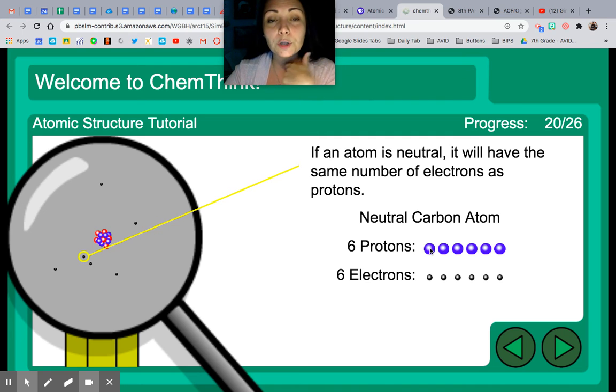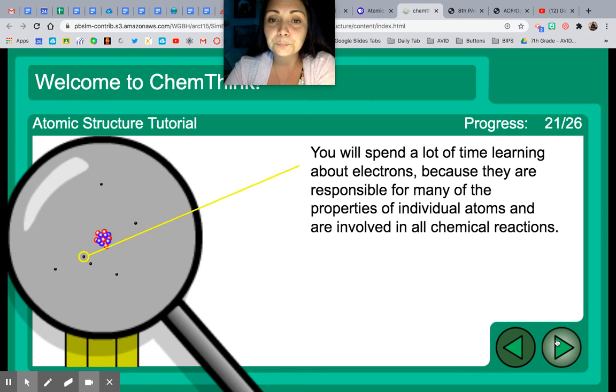So here's another thing that I noticed. Why are the protons so much bigger than the electrons? Remember? Because protons and neutrons have 1 atomic mass unit, and an electron is like 1/2000th of the mass of a proton. So electrons are very small comparatively.